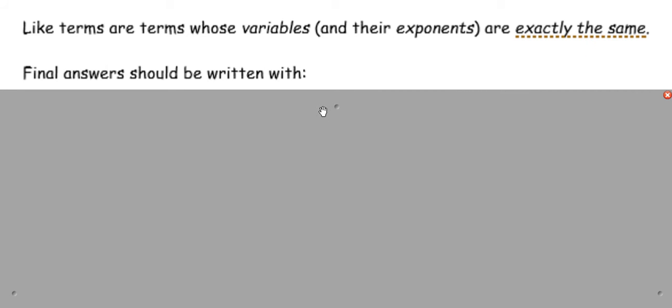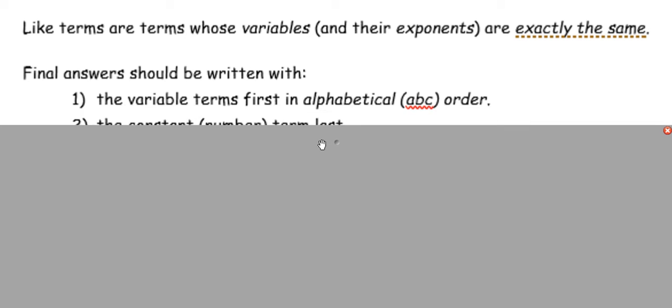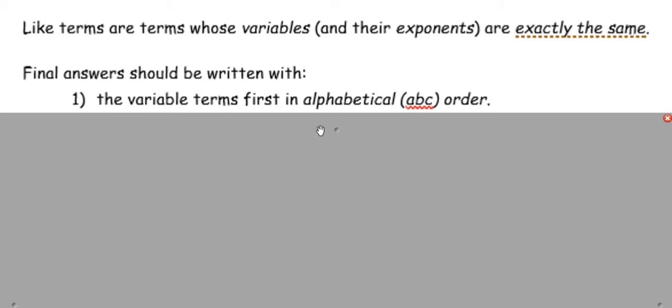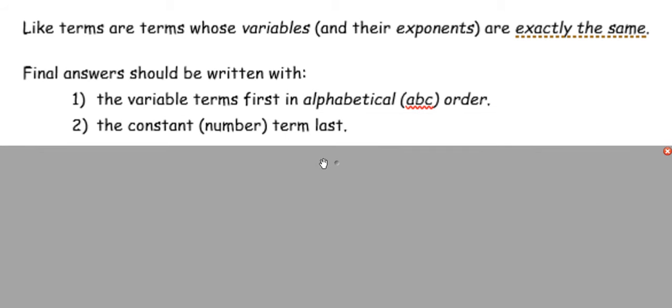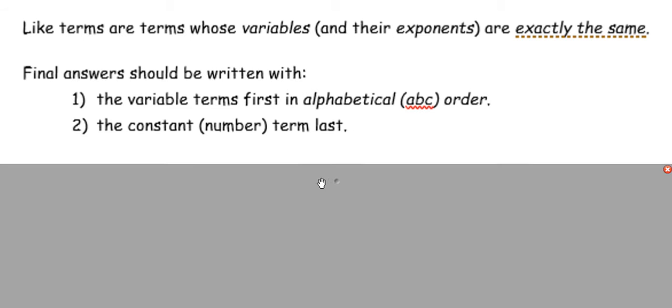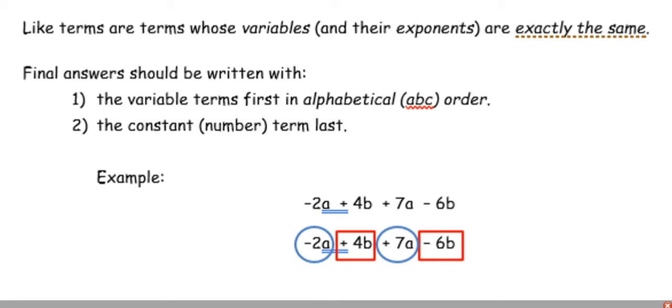Like terms are terms whose variables and their exponents are exactly the same. Final answers should be written with the variable terms first in alphabetical order and the constant or number term last. So here's an example.